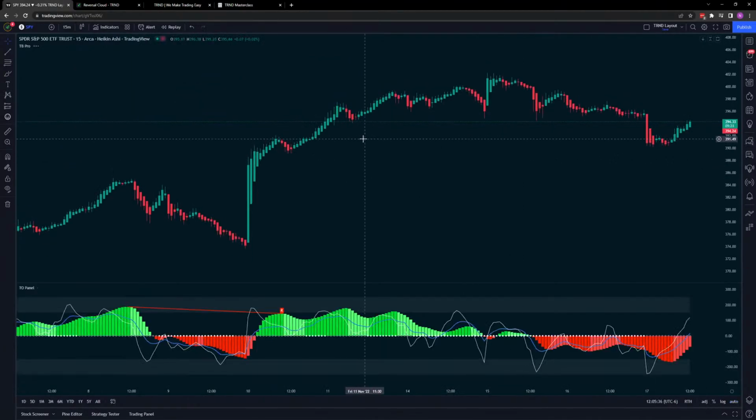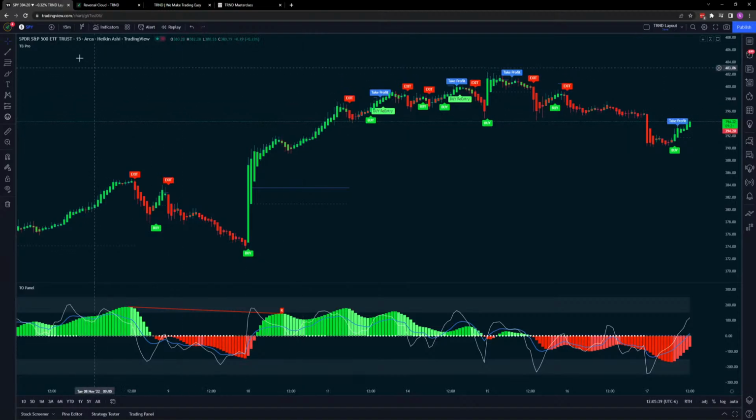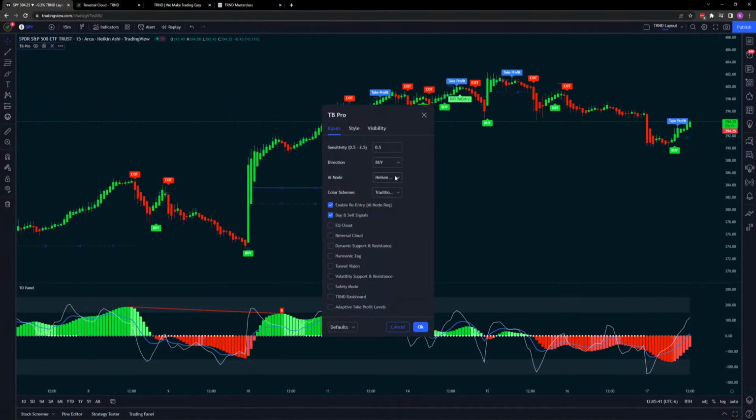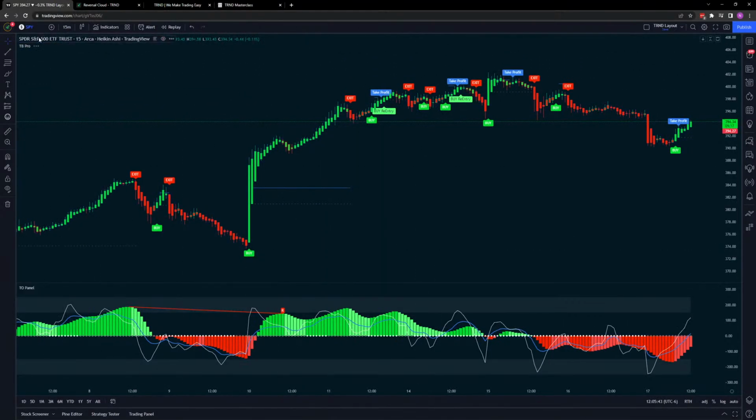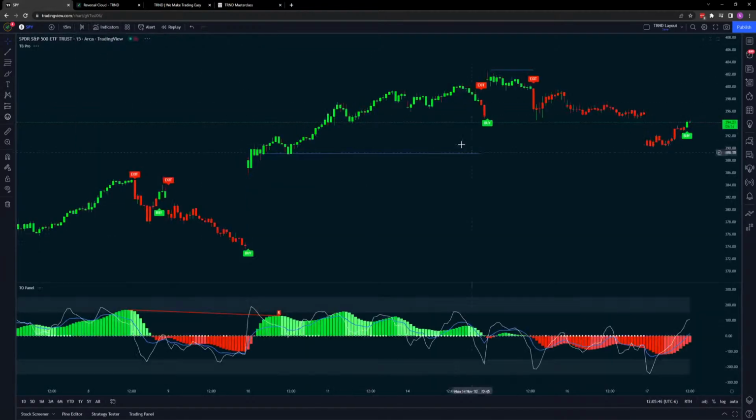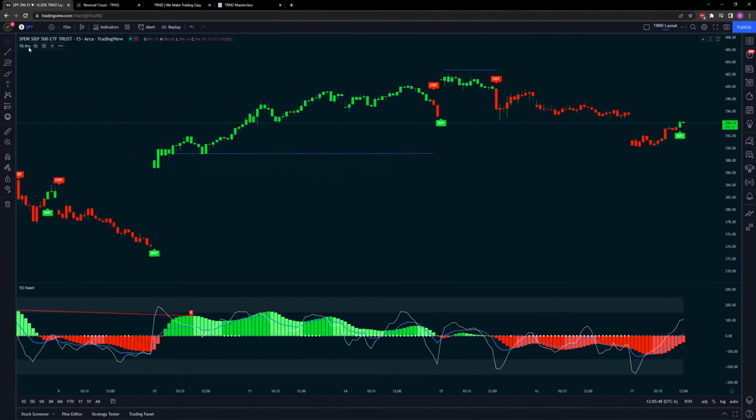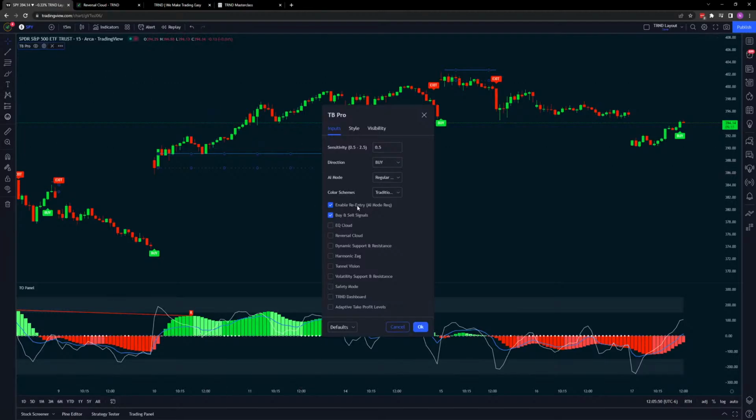If you like to use Heikin-Ashi, it does work on that as well. For this demonstration, we will use regular candles. And here we are. Next, we have our re-entry signals.